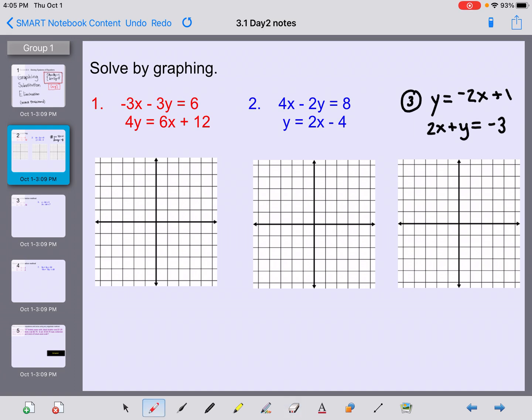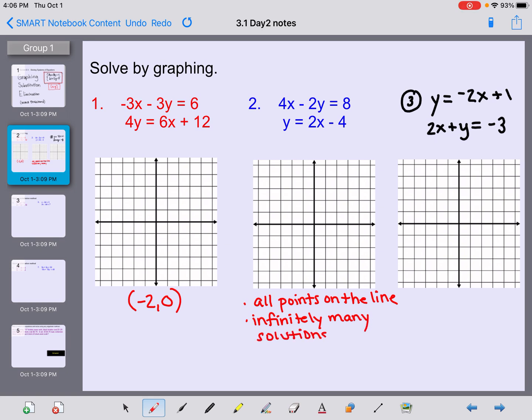All right, so the answer to number 1 is -2, 0. The answer to number 2 is all points on the line. Or you could say infinitely many solutions. You cannot say all real numbers. That's not a true statement. I'll explain why once I graph it. And number 3 would be no solution. That's the only acceptable answer there. So here are the brief explanations.